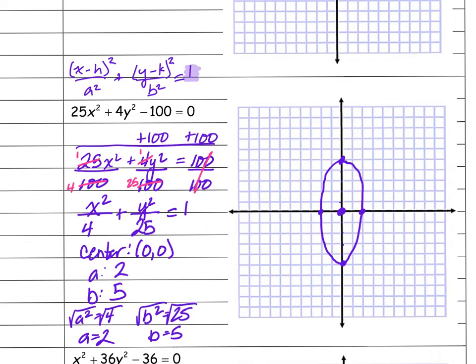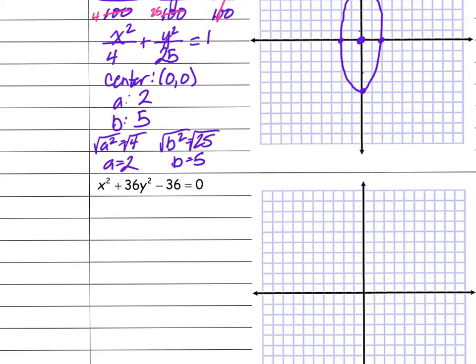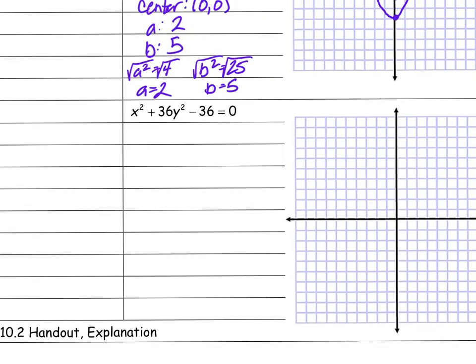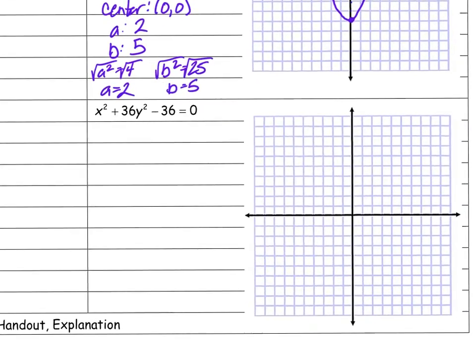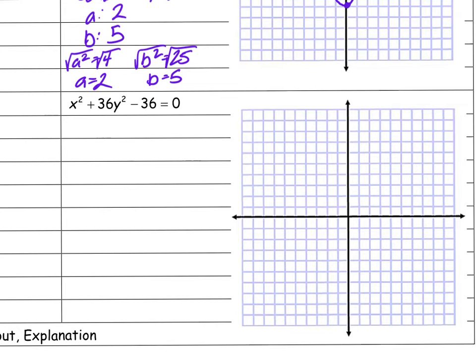Now you know it's probably going to get a little teeny bit harder, just a little bit. Okay, so we're going to do the, oh, I guess maybe it's not going to get a little harder. I think maybe I gave you simple ones, so that's a good thing. Here we go. So I'm going to add 36 to both sides, and I get x squared plus 36y squared equals 36.